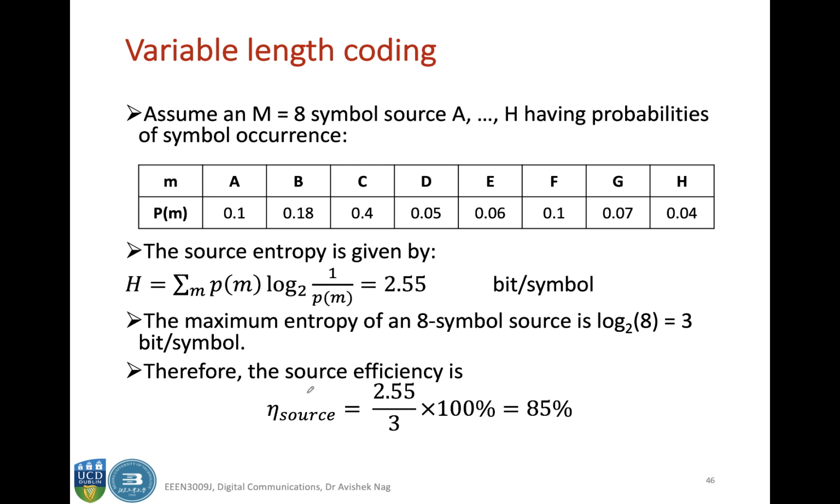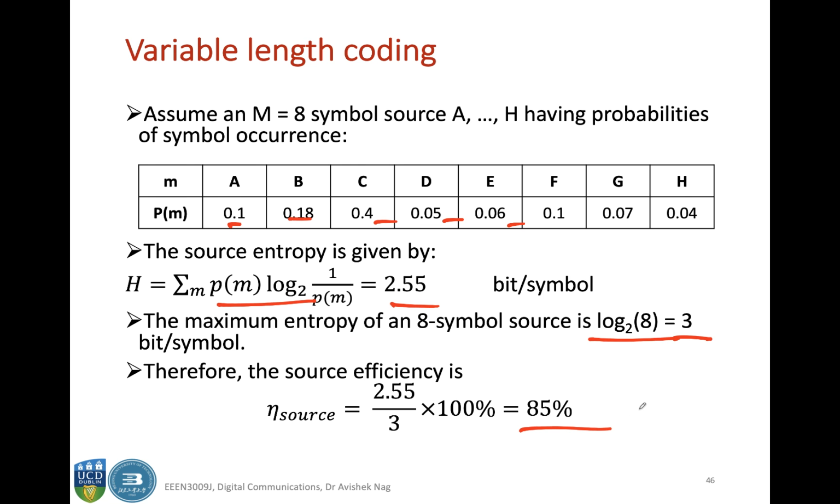So let's see an example again. Assume an 8 symbol source emitting these letters A to H and having the probabilities of symbol occurrence given by all these values. So the source entropy is simply given by this definition of entropy, which calculates to 2.55 bits per symbol. And the maximum entropy H max that you can have for an 8 symbol source is basically log of 8 to the base 2, which is 3. So therefore the source efficiency is 2.55 over 3 times 100%, so that is 85%.